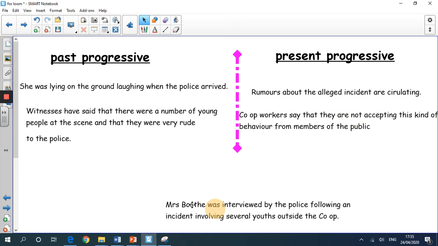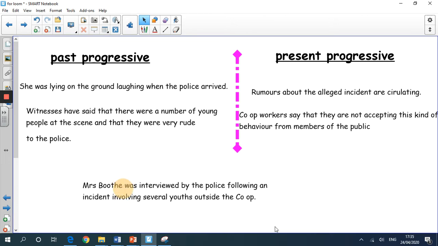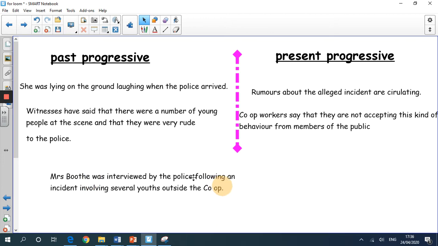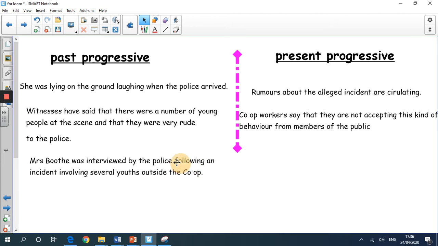Next one. Mrs. Booth was interviewed by the police following an incident involving several youths outside the co-op. Where is my auxiliary verb? It's at the beginning. Yep. Mrs. Booth was interviewed. Again, was is in the past tense. Interviewed, it's got ed at the end of it. That means it's in the past tense. Mrs. Booth was interviewed. So I'm going to leave that there. Okay.